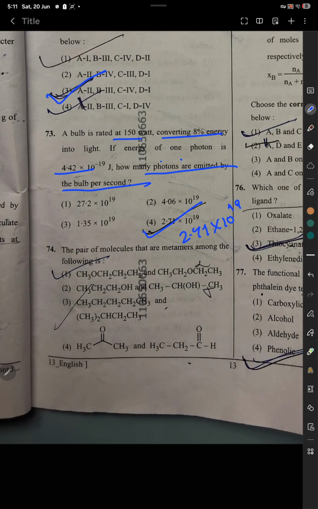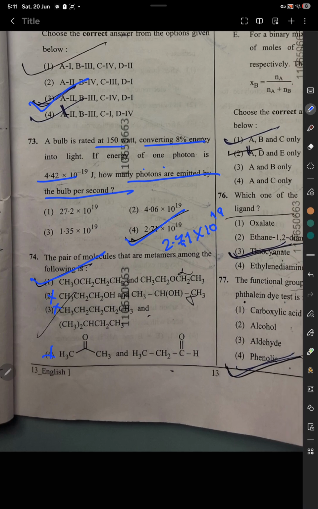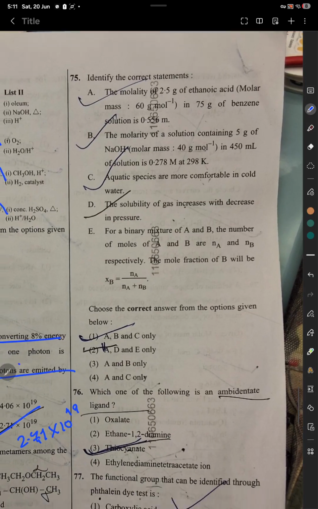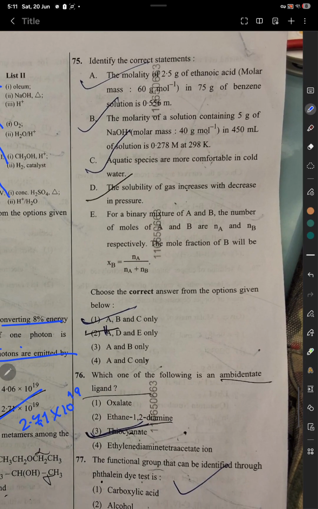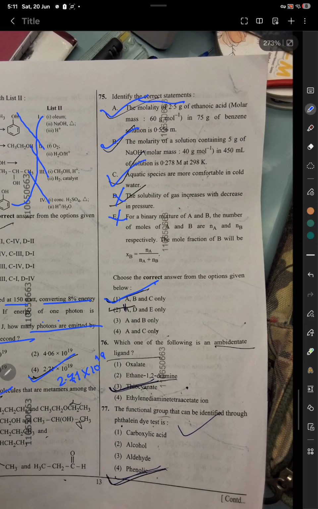Question number 74. A pair of molecules that are metamers among the following are? Option number 1 is your correct answer. Let's move to question number 75. Identify the correct statement. You need to find the correct statement and eliminate the ones which are not correct. So option number 1 is correct. A, B and C are correct. D and E are not correct.